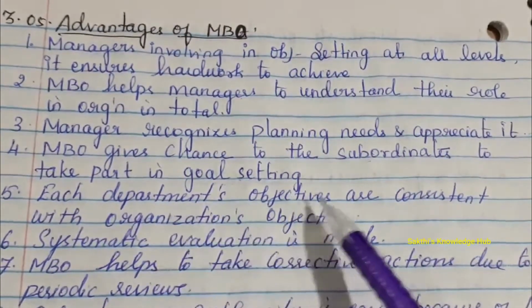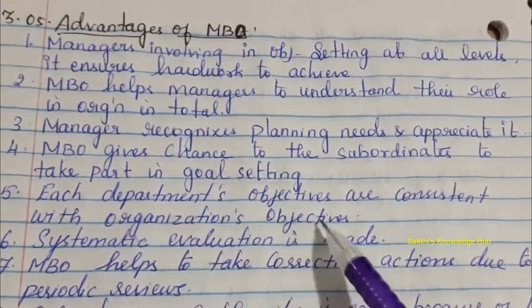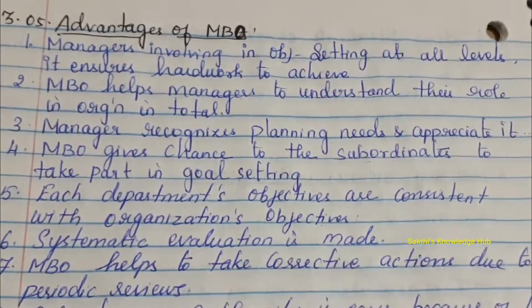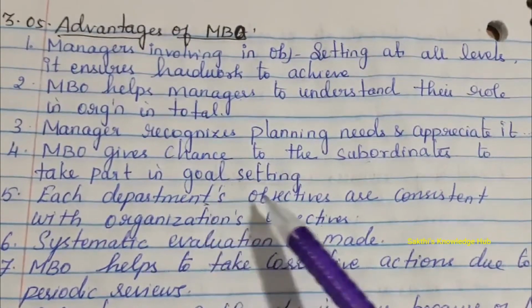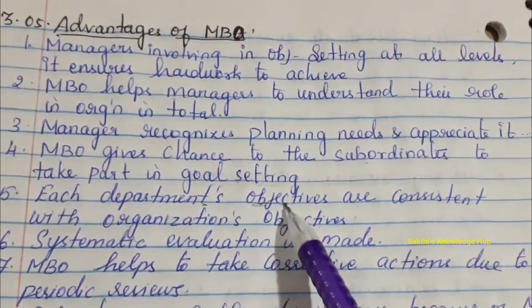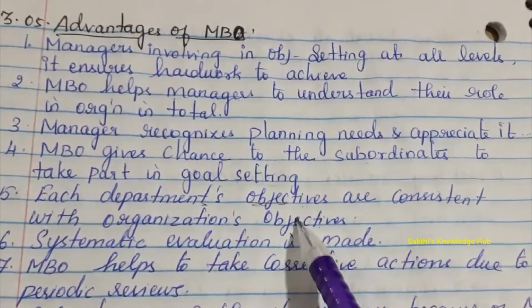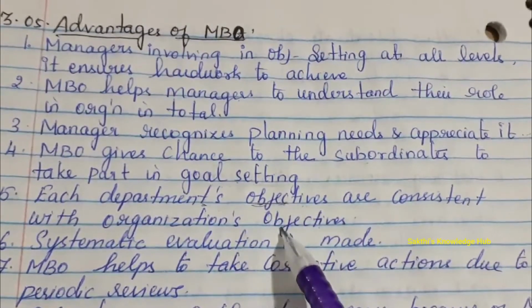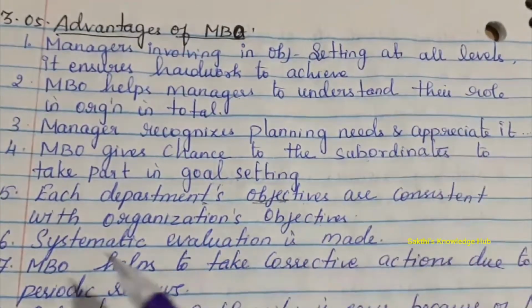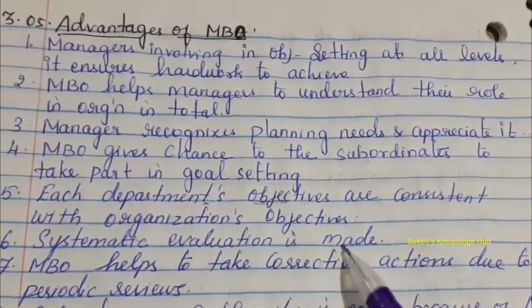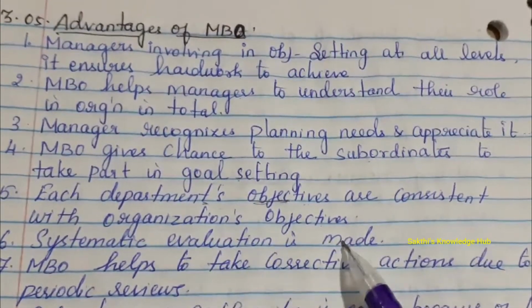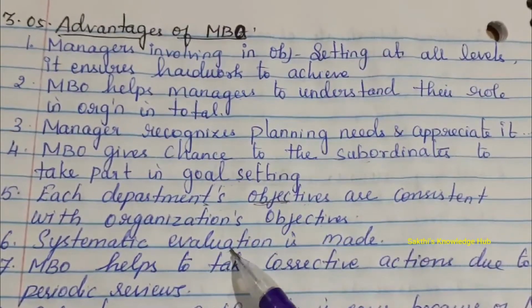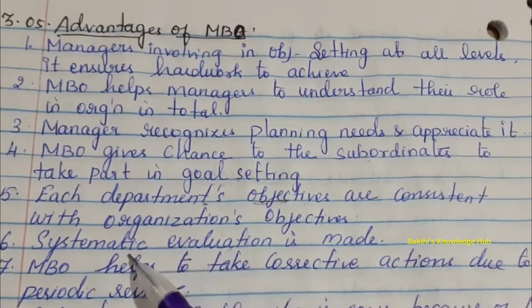Each department's objectives are consistent with the organizational objective. So in the previous topic we discussed that the organizational goal alone is not fixed. The departments' objectives are also considered. So definitely that will help to match with the organizational objective and achieve it easily. Systematic evaluation is made. So each and every work takes place in a systematic manner. Automatically the evaluation will also take place systematically.